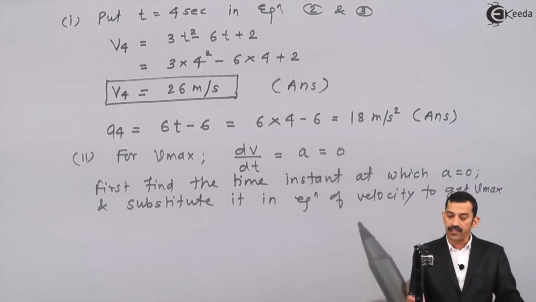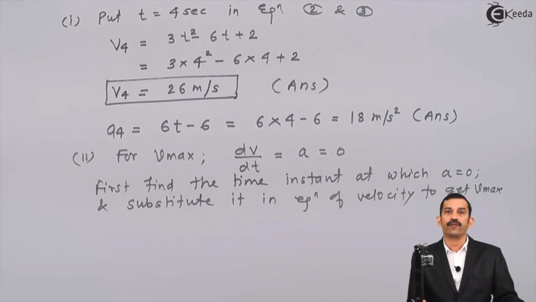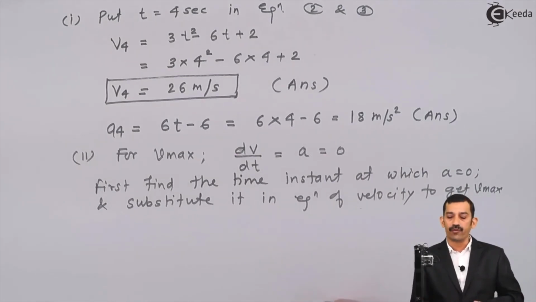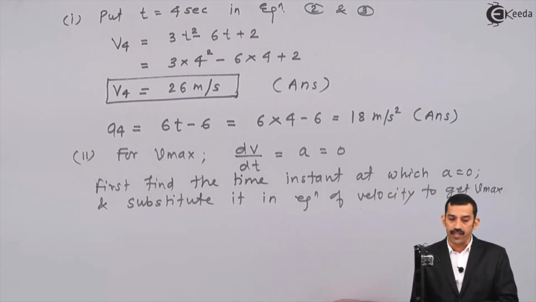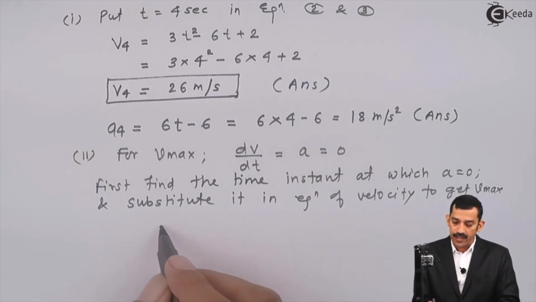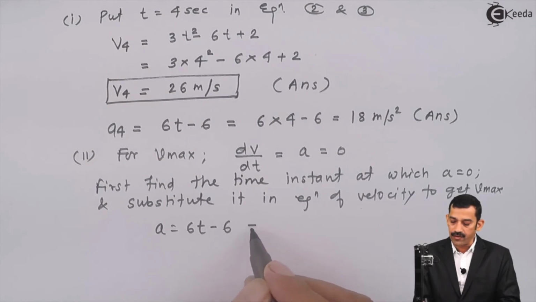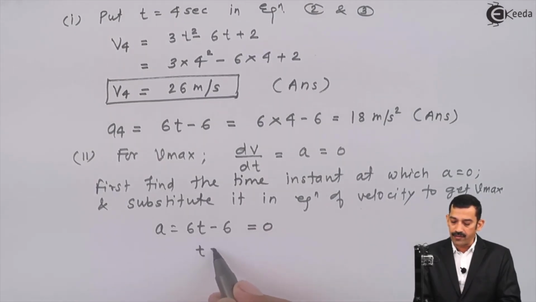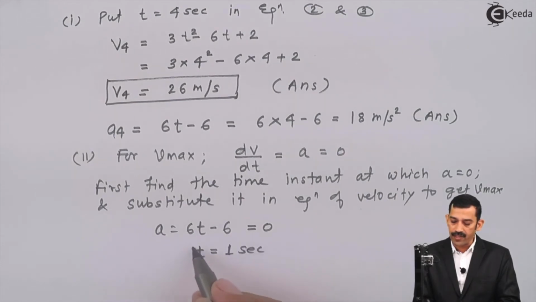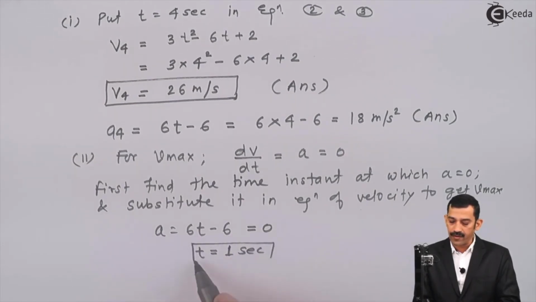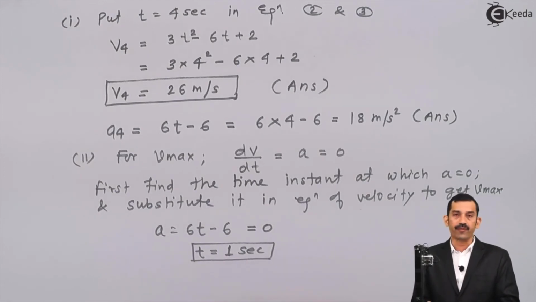Now acceleration will equate to 0 and we'll find out the time instant. The equation of acceleration, as we derived, is a = 6t - 6, which is equal to 0. It's easy to find the time t. At t equals 6 upon 6, which is 1 second. That means at 1 second acceleration is 0, which means velocity is maximum.